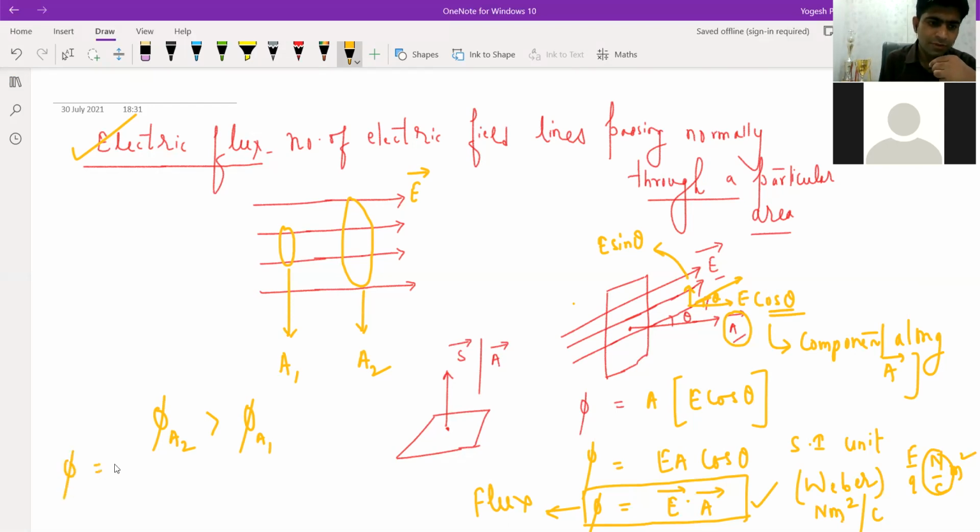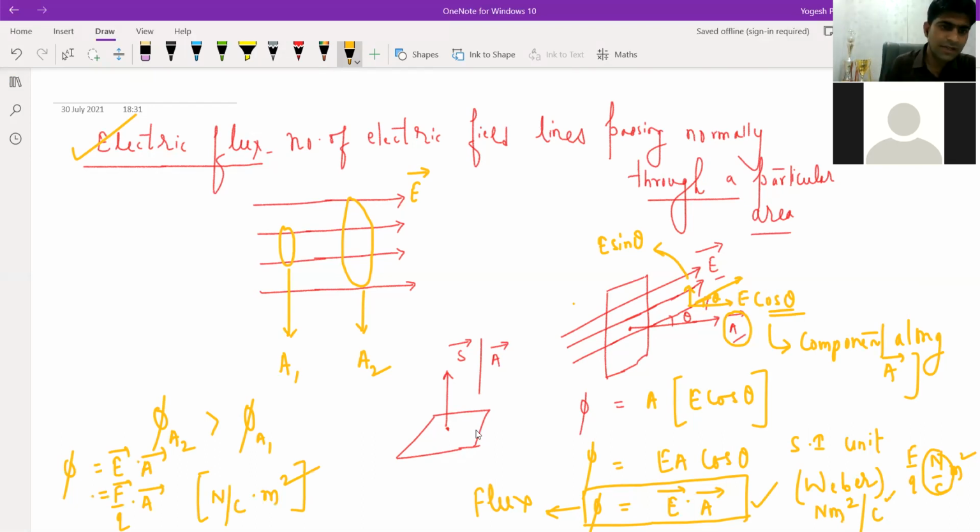Similarly, phi is equals to E dot A. So E can be written as F upon Q into A. So this F is Newton per coulomb and into meter square. So Newton meter square per coulomb is the SI unit, or you may write it as Weber. Okay, so this is all about electric flux.